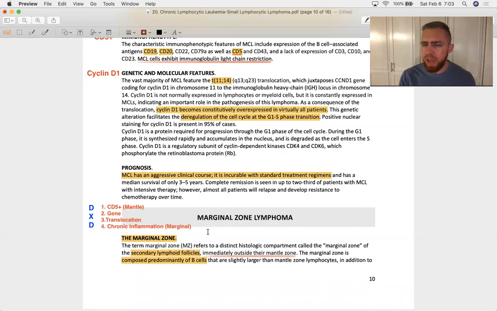Third, there's a translocation. It's 11;14 for mantle cell. It's 11;18 for marginal zone. They love to give you the translocation questions because there's almost no other way to tell these two apart.